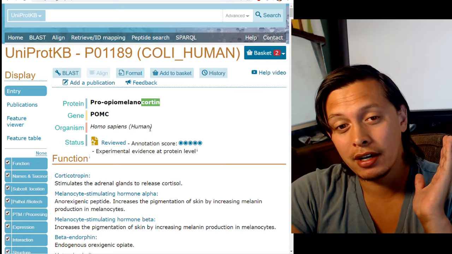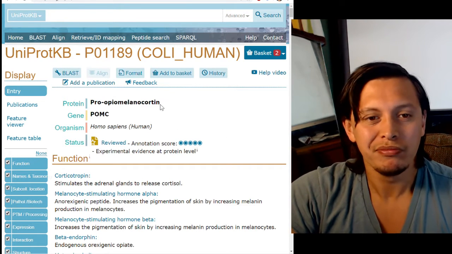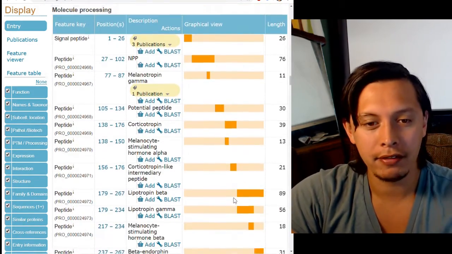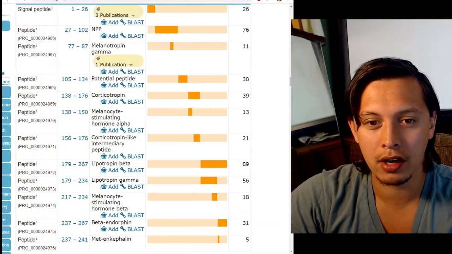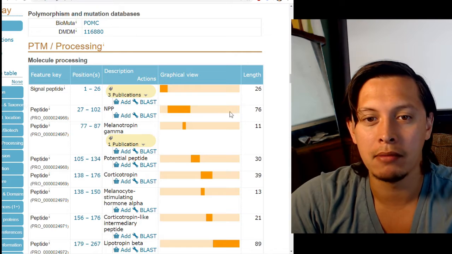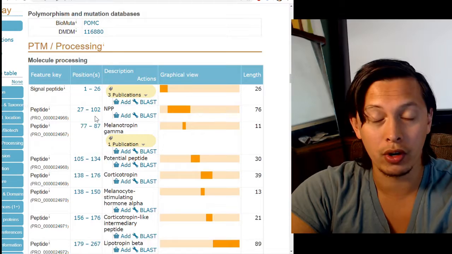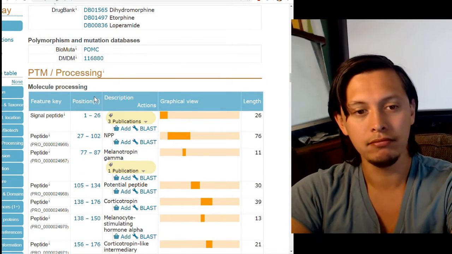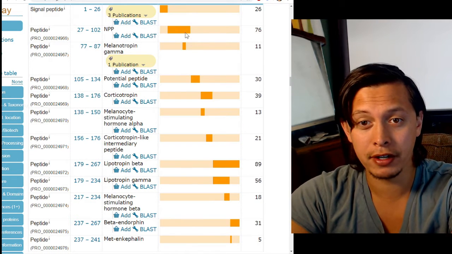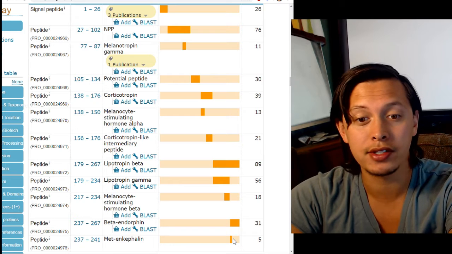But it is excellent nonetheless, even with its own limitations. So, continuing down here, they have the parts of the protein. So here is the full-length protein amino acid sequence. And here they're saying the molecule gets processed, or proteolytically cleaved, into different peptides. And so you can see these different parts of the protein are encoding different peptides used for cellular signaling.